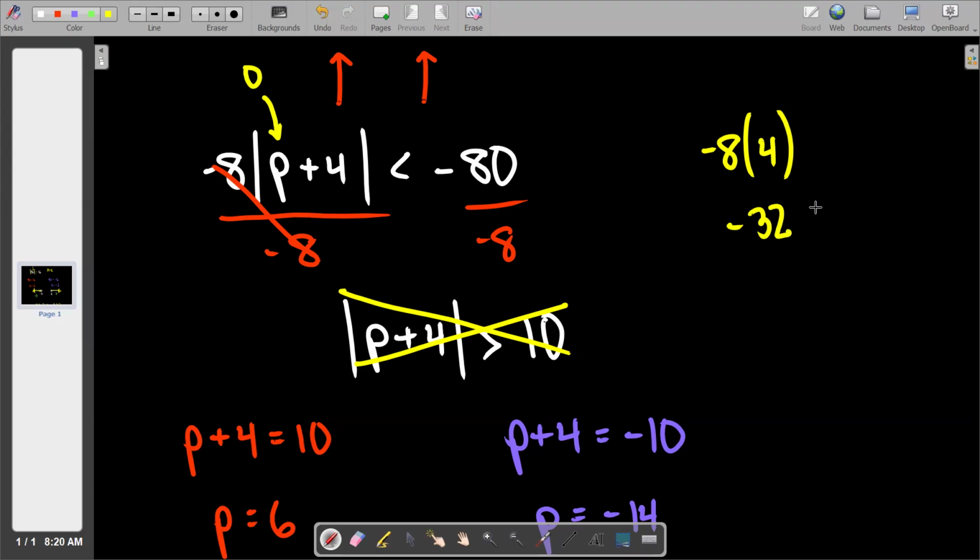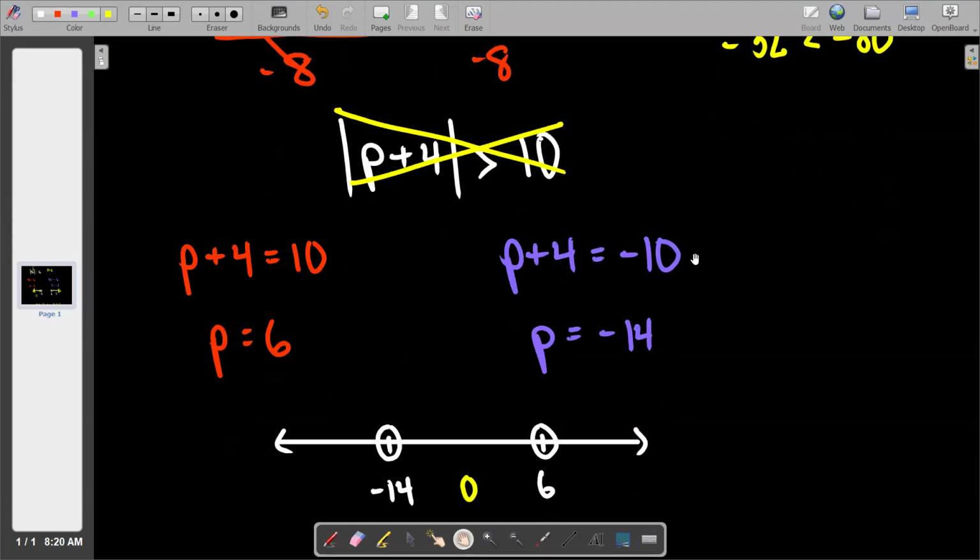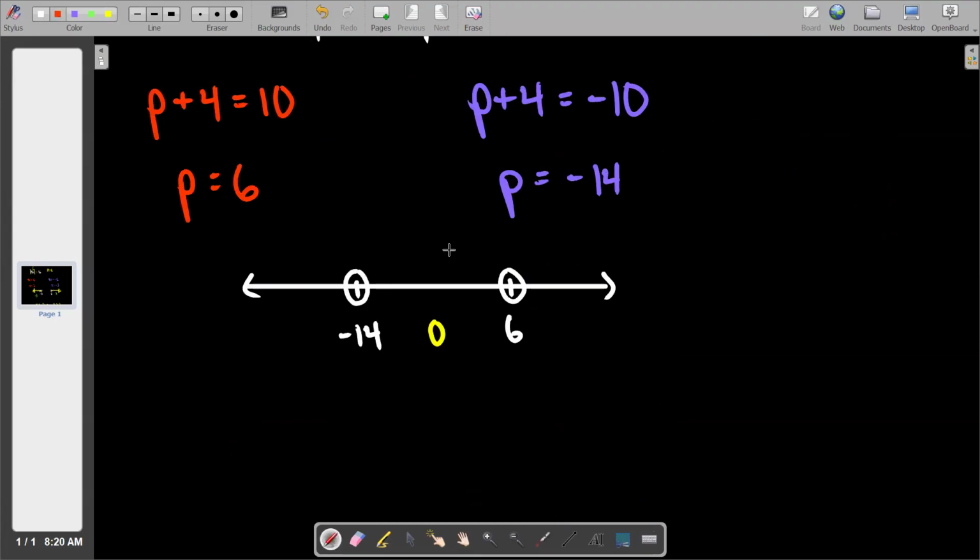Is -32 less than -80? Not in a million years. -32 may feel like a smaller number, but because they're negatives, the smaller one is actually the bigger one. So this is a lie. -32 is not less than -80. So because it's false, the center region gets the X.